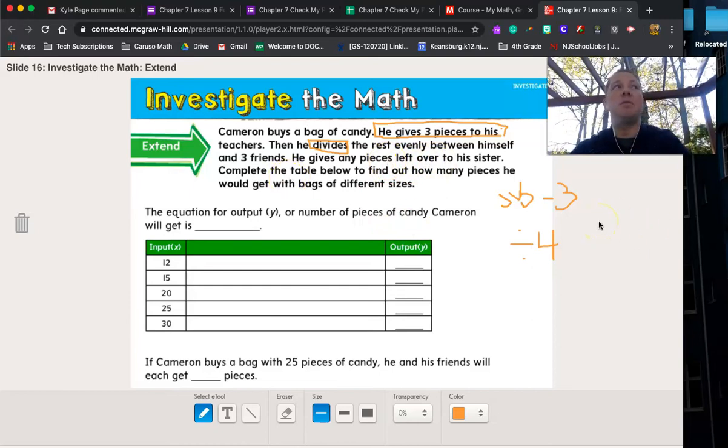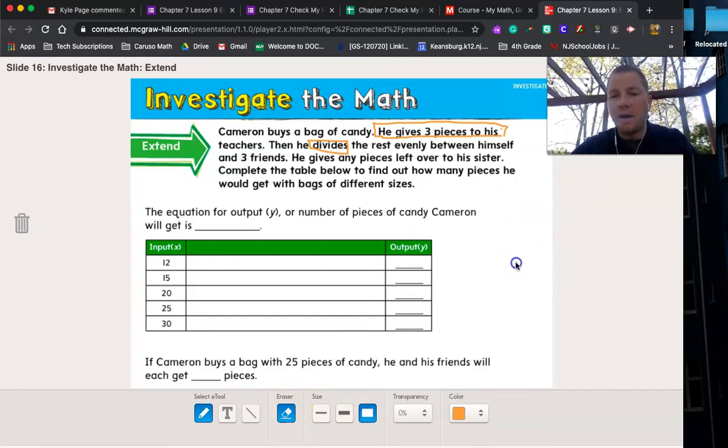And then he gives any pieces left over to his sister. Now, if you see something left over, you have to think all the way back to when we were doing division. We know that when we have things left over, that means we're going to have a remainder. Sometimes we had remainders left over, and whatever's left over, Cameron will be giving to his sister. So let's take a look at these problems. We remember that we had subtraction by 3 and division by 4.